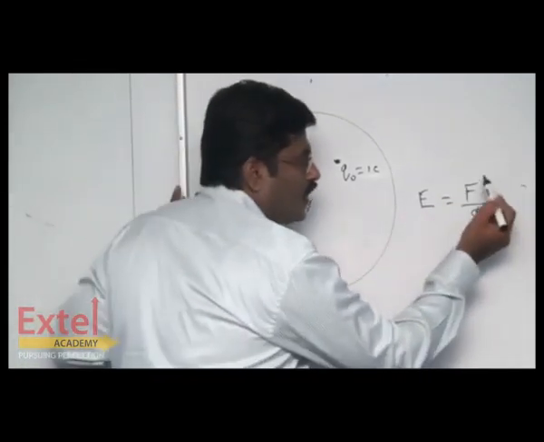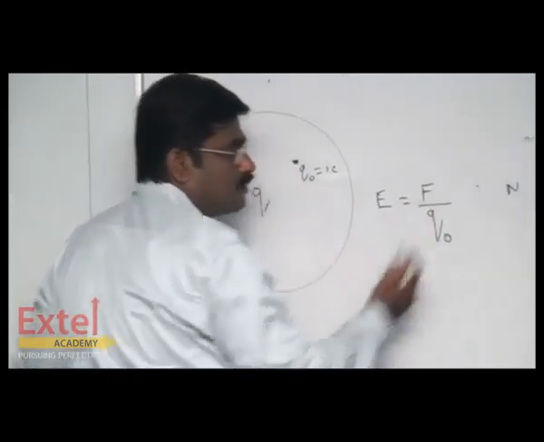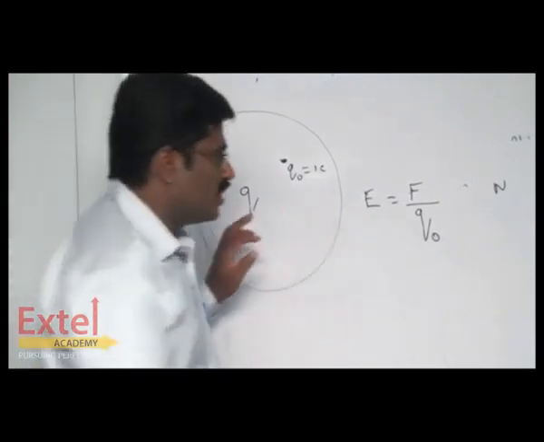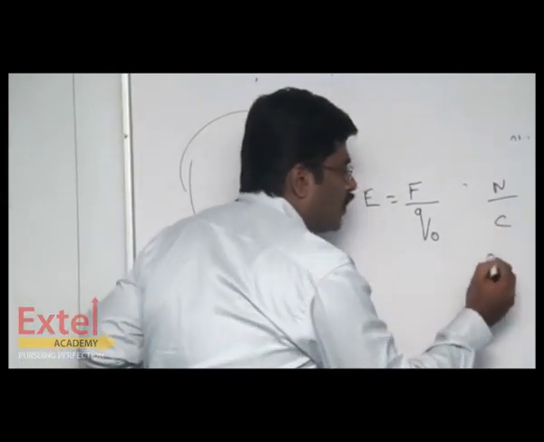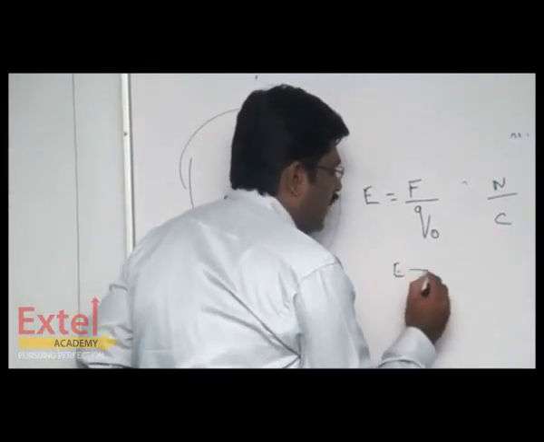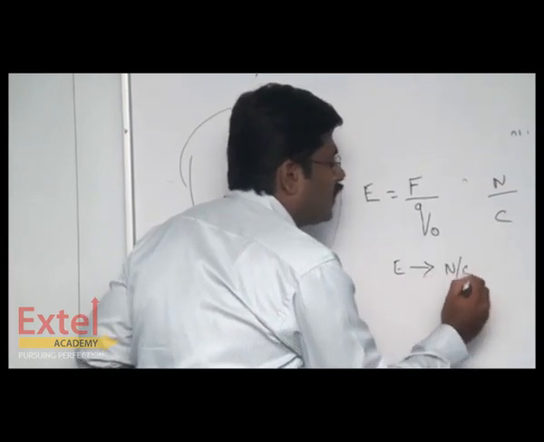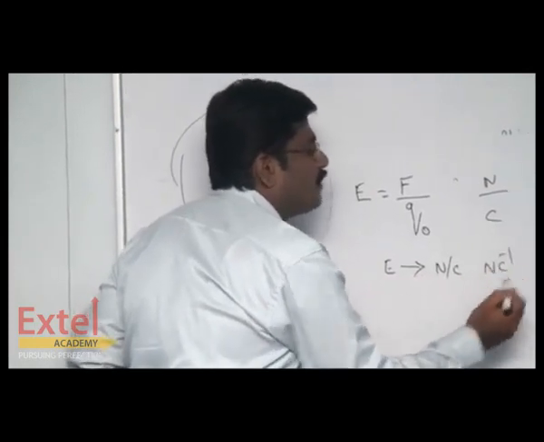But what is the unit of F? F is in Newton. What is the unit of charge? It's the coulomb. So the electric field intensity has a unit of Newton per coulomb, or NC minus 1.